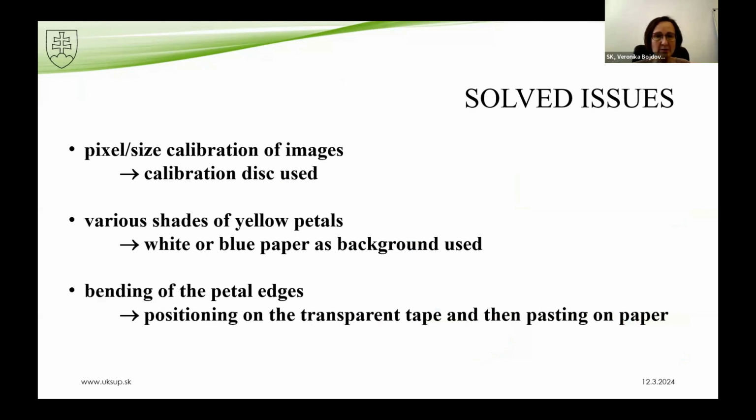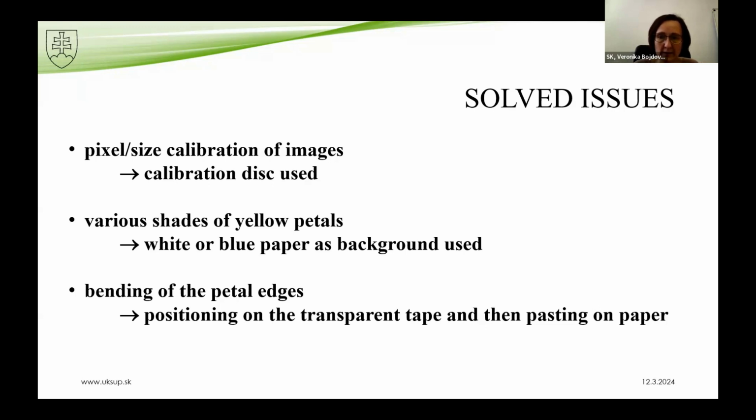During the years, we met some issues with the image processing. First of all, there was a problem with the size calibration of the JPEG images. First, we used only a recalculation of the pixel size to millimeters based on the 300 dpi resolution of the images, but that was insufficient. So we started to use calibration of the photographs. We used some coins first, but these years we use the calibration disc.